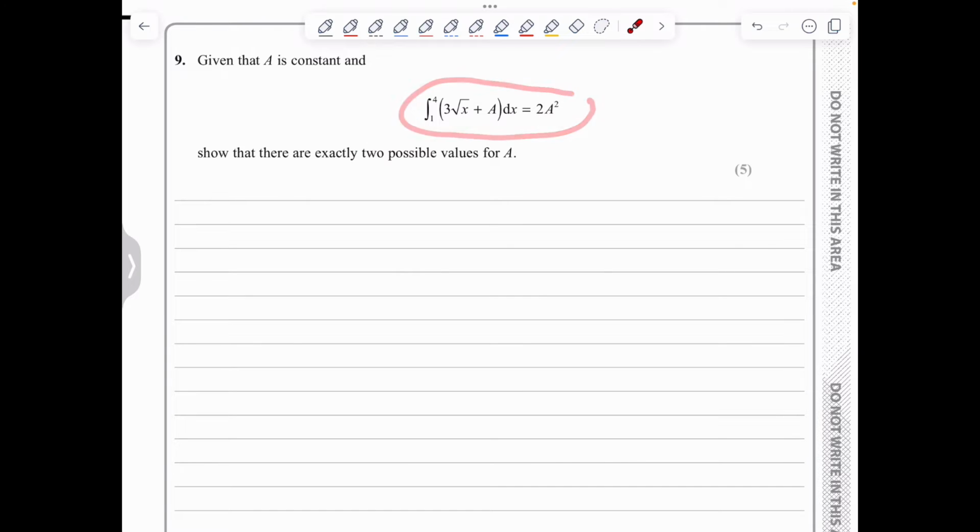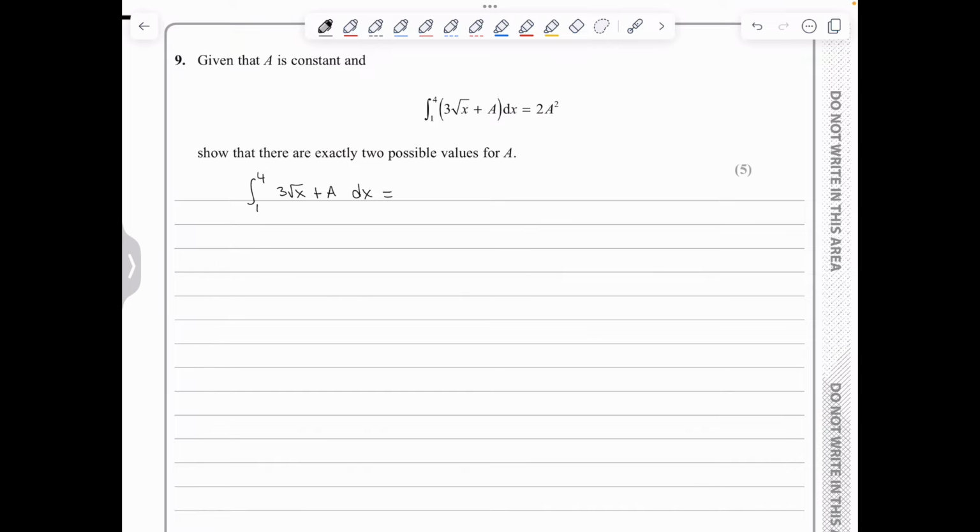In question 9, we've got the integral here in terms of a, an unknown constant. We are told that the integral of 3 root x plus a dx from 1 up to 4 is equal to 2a squared. And we need to show that there are exactly 2 possible values for a. So let's start with the integral from 1 up to 4 of 3 root x plus a dx.